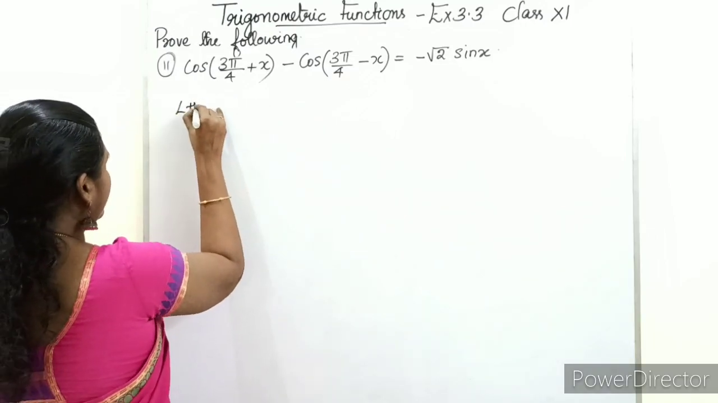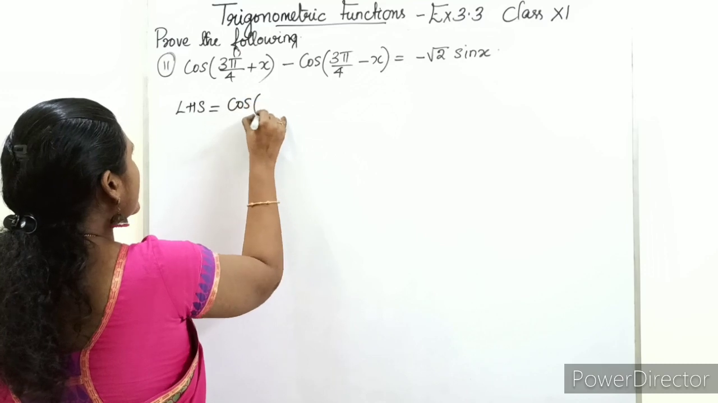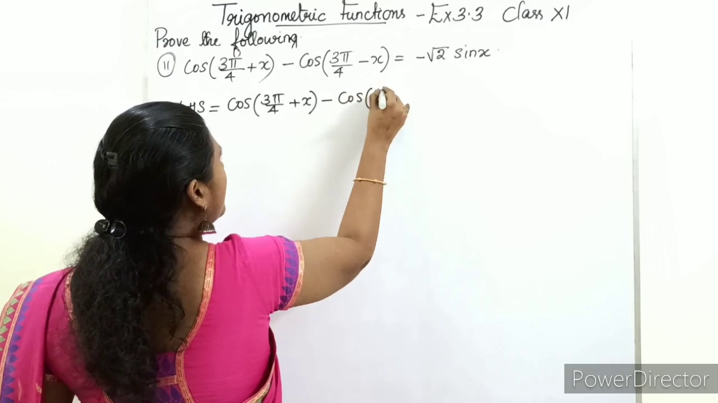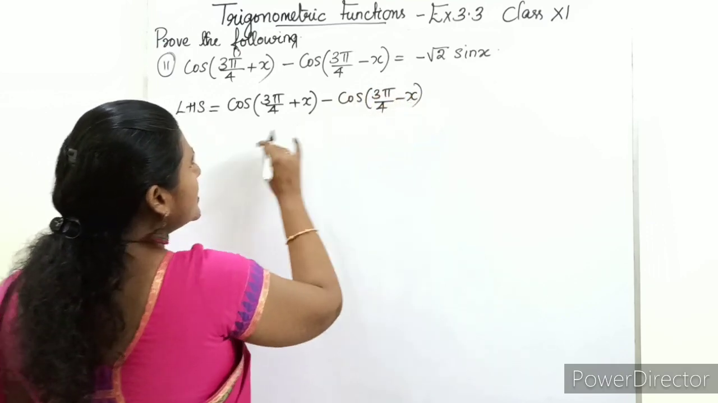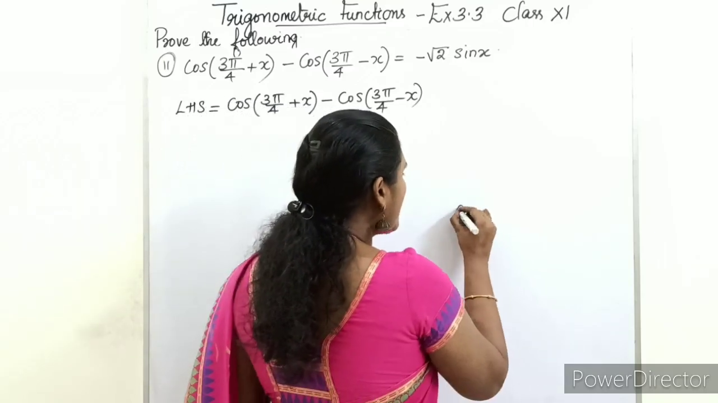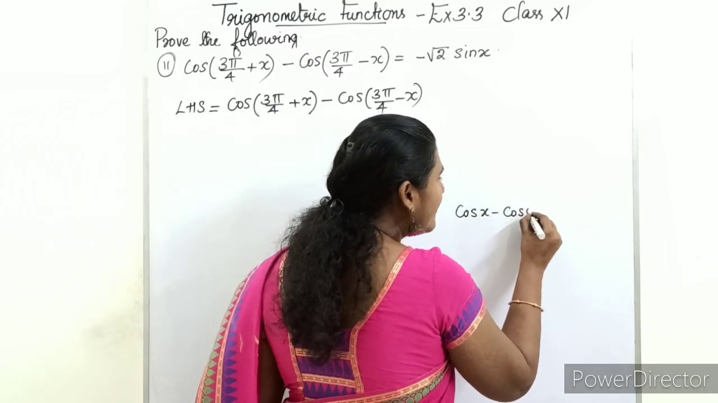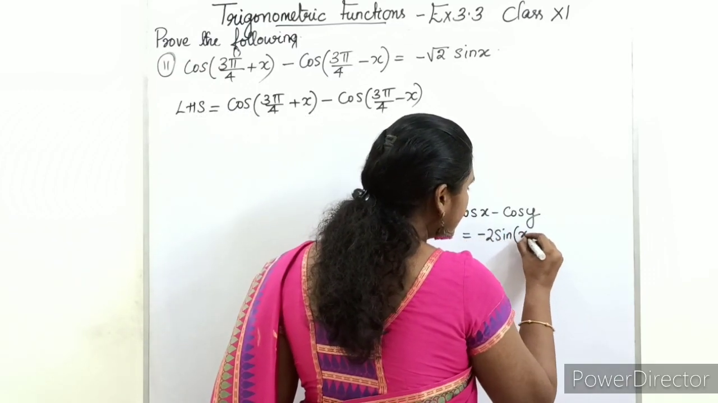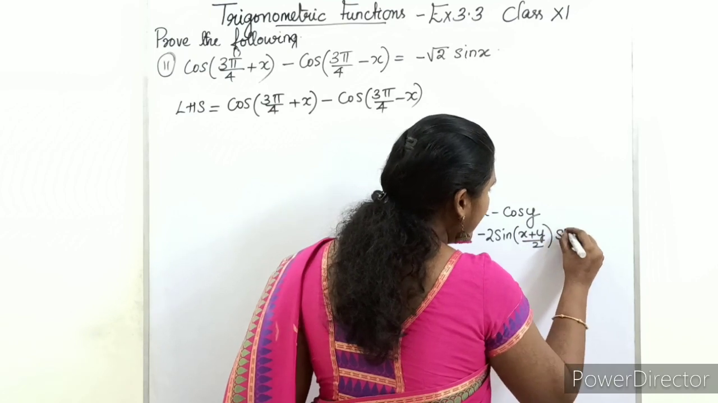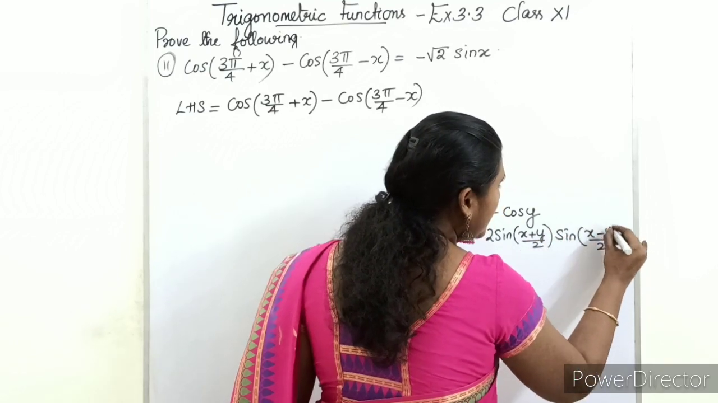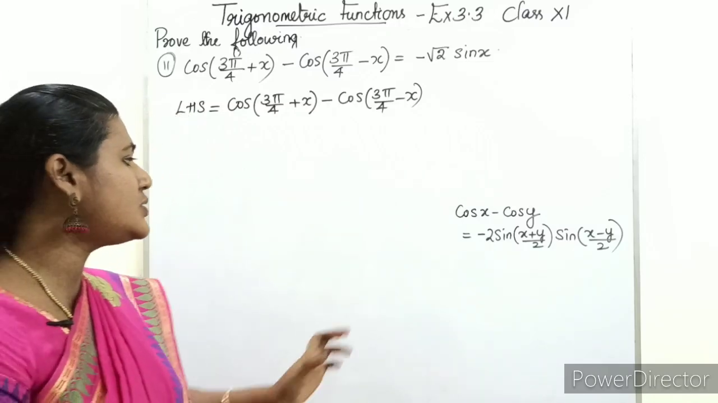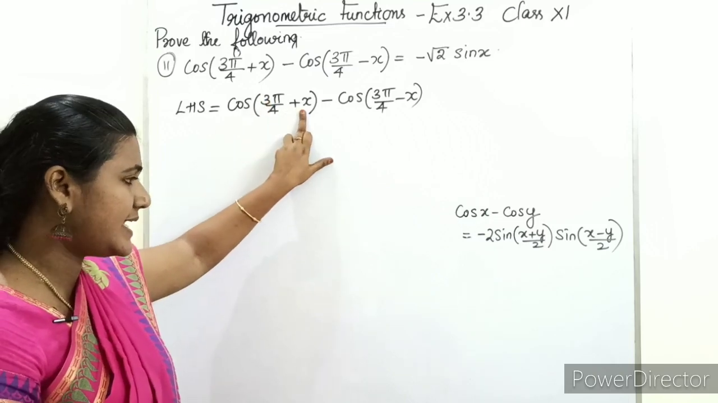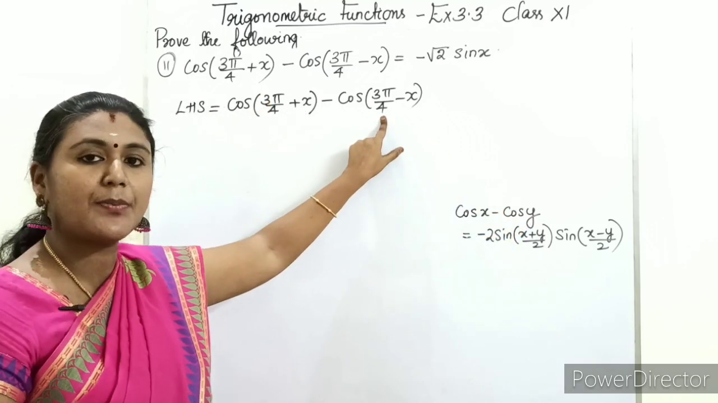So we'll start with the left side. LHS equals cos(3π/4 + x) − cos(3π/4 − x). Here we will use the identity for cos x − cos y. What is the formula for cos x − cos y? It is −2 sin((x + y)/2) into sin((x − y)/2). We are going to use this formula here. In place of x we have 3π/4 + x, and in place of y we have 3π/4 − x.